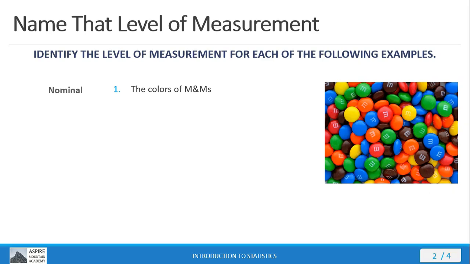Well, I hope you said nominal. Colors are categorical data, so this has to be either nominal or ordinal data. What's the difference between nominal and ordinal data? Nominal data have no natural order, but ordinal data does. Here in this case, our data are different colors. There's no natural order to colors, so we have nominal data.